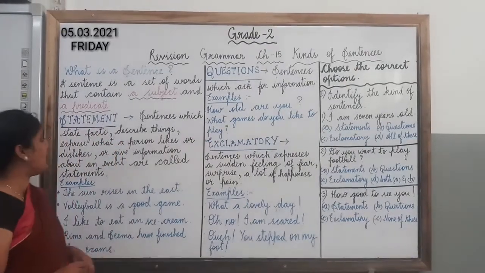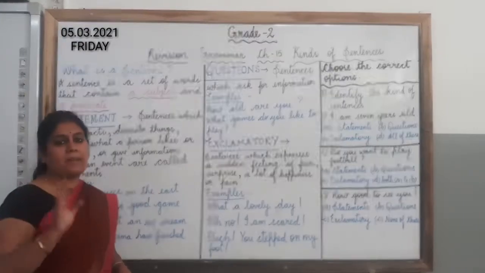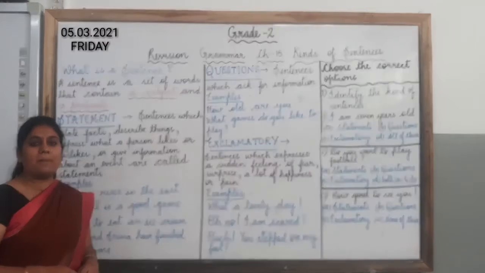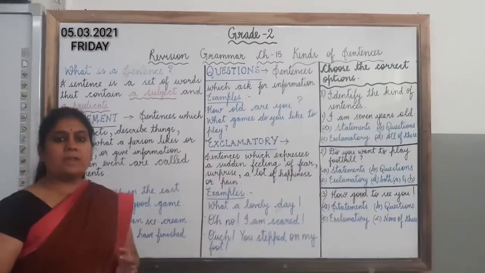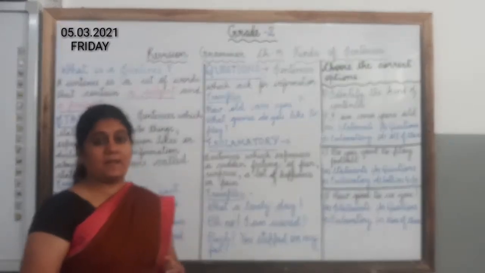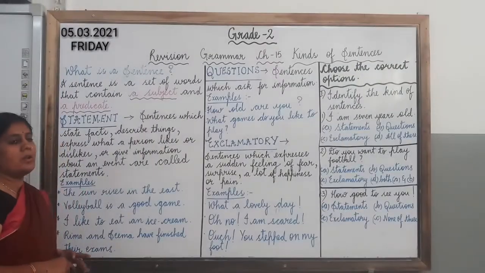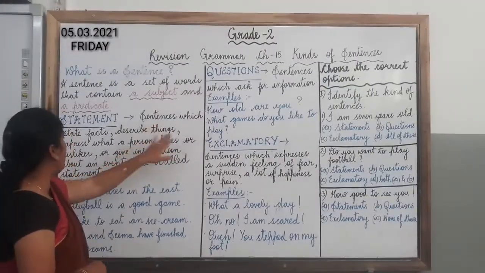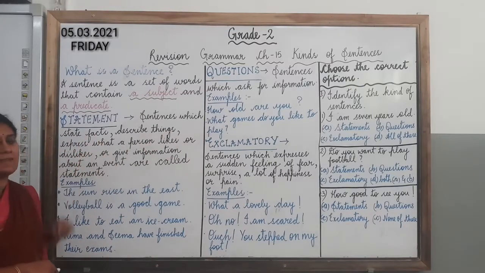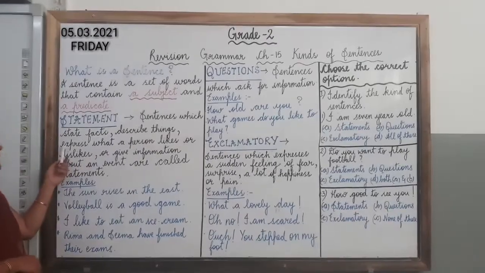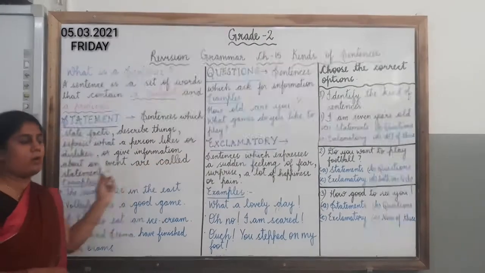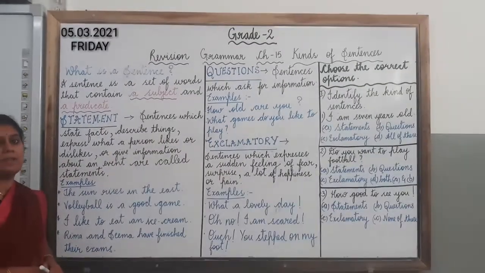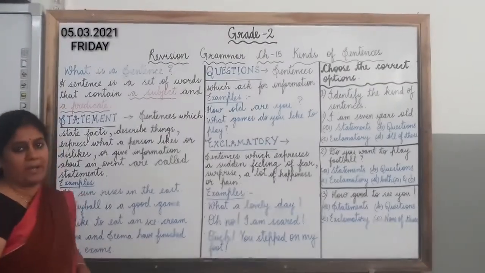and a predicate. Now mainly there are three types of sentences which we have learned in this chapter, and these are statements, questions and exclamatory sentences. So first we will understand about statements. What are statements? Now sentences which state facts, describe things, express what a person likes or dislikes, or gives us an information about an event. These sentences are called statements.